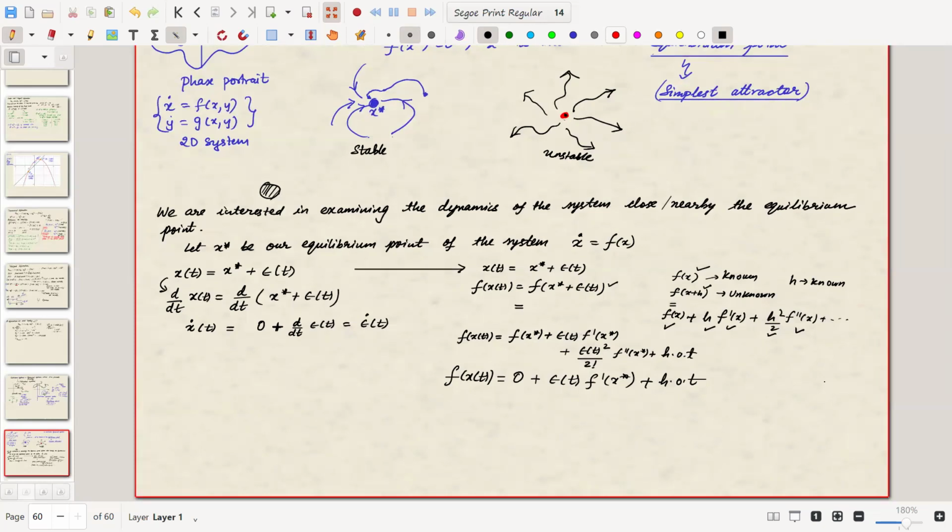So how did we do it? We used the concept of Taylor series to approximate something unknown in terms of known quantities. There it easily got simplified. f of x star is 0. Higher order terms we are not interested in. That doesn't affect the dynamics much. Of course, we have to prove it, but I'm skipping it. But I'm asking you, we reached here, but what are we getting from here?